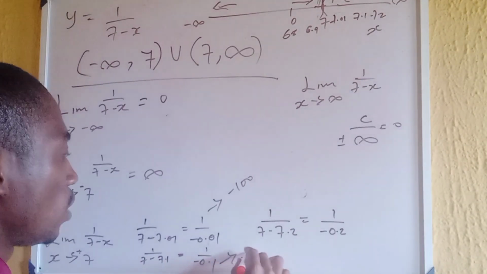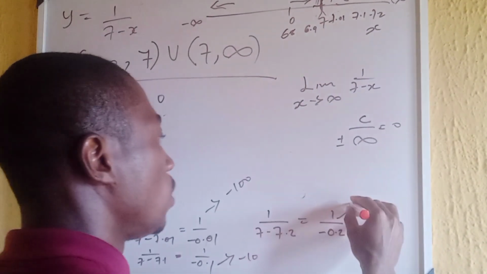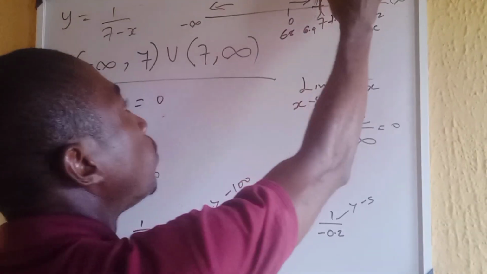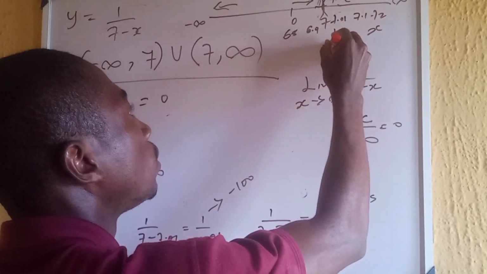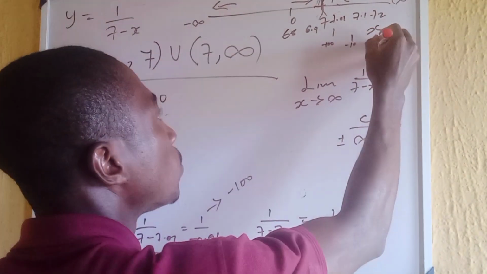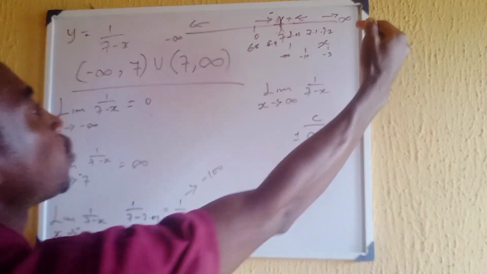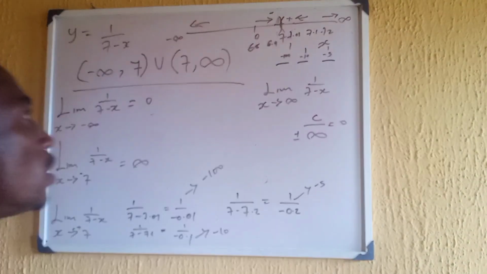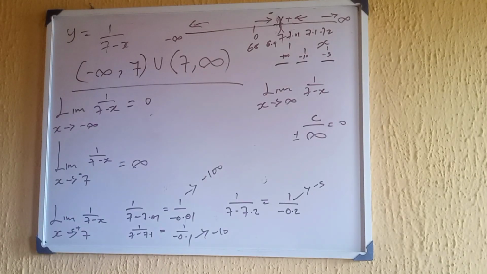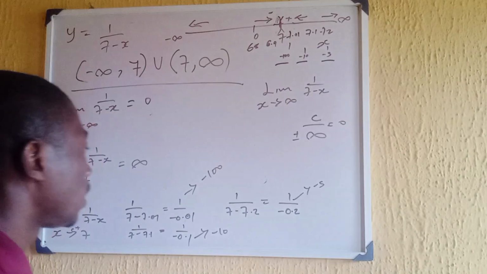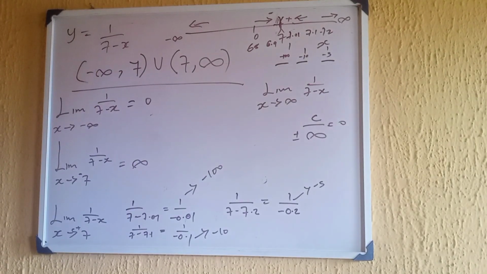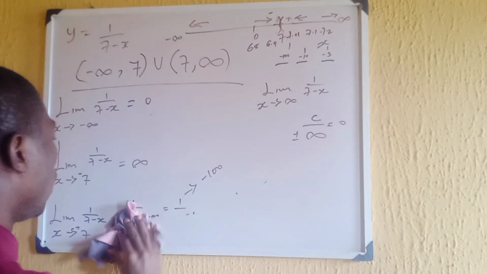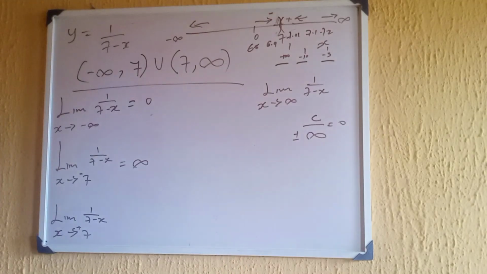This guy is equivalent to negative 10. And this guy is equivalent to negative 5. So what happens? Here we have minus 100, minus 10, minus 5. So what do you see? As we approach 7 from this side, this is minus 5, minus 10, minus 100. That means we are tending towards negative infinity. The number is just decreasing, it's not approaching a number. So it's tending towards negative infinity. By the time you are going very close, it's decreasing. So in that case, our limit here is negative infinity.